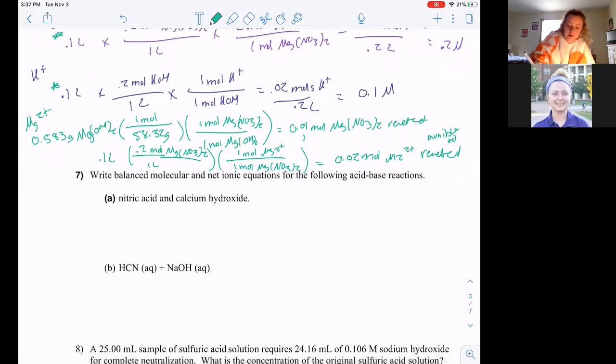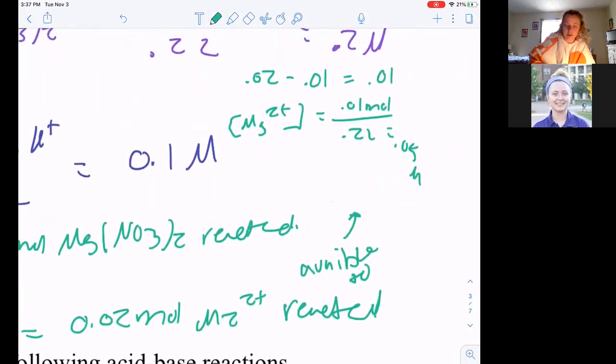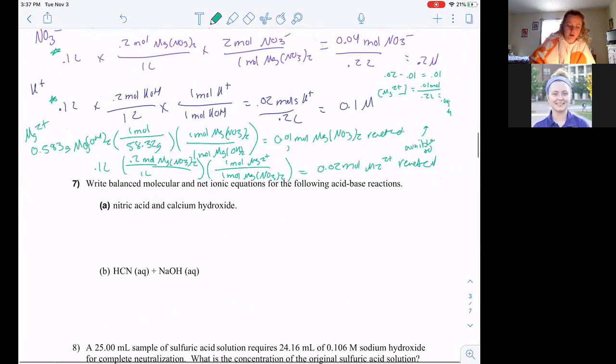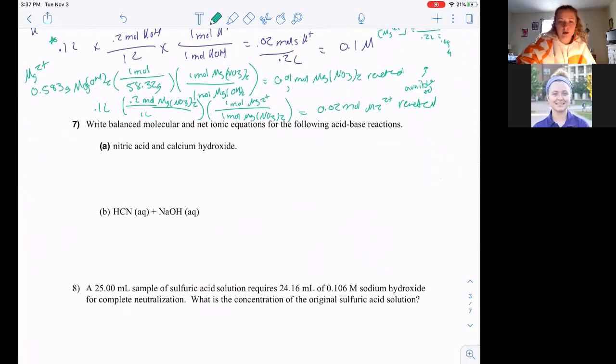So then it's right above here, 0.02 minus 0.01. So then you have the concentration of Mg2 plus: 0.01 moles over 0.2 liters is going to be 0.05 molarity. Yay, look at that, amazing. So much time was spent on that. Okay, so, woo, how many more problems are there? A lot. I'm tired, I'm sorry.